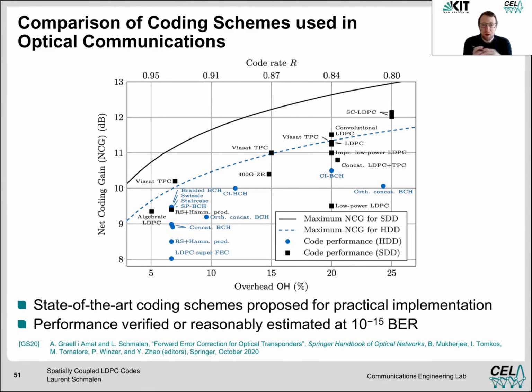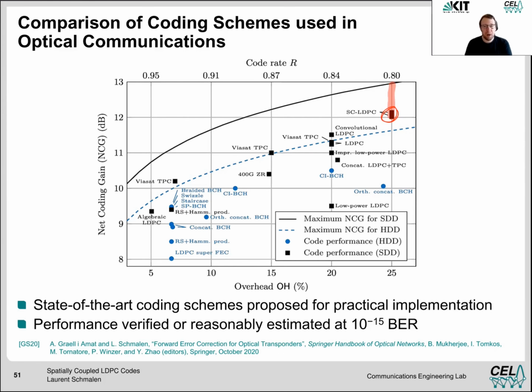Okay, before we get to how to get more gains, this is an overview of quite a bunch of different codes that have been proposed for optical communications. The rates of the codes are usually between 0.95 and 0.8. The code that I've shown you on the previous slide was this one. This is the code that we have designed, and we are less than 1 dB away from the theoretical optimum.